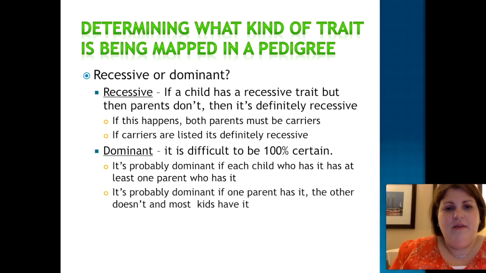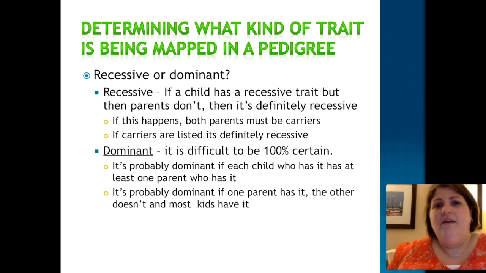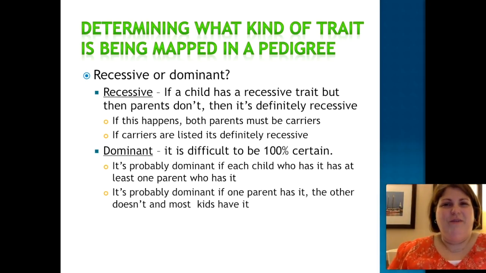Another clue that the pedigree you're looking at is probably dominant is if one parent has it, the other doesn't, and most of the kids have it. So if that's the case, then that parent who has it is most likely homozygous dominant, and you're going to see that trait in the kids much more often.